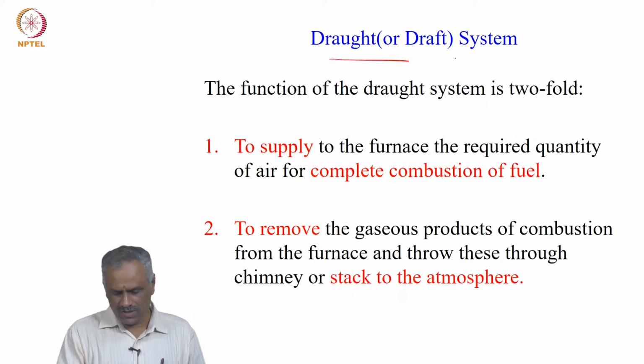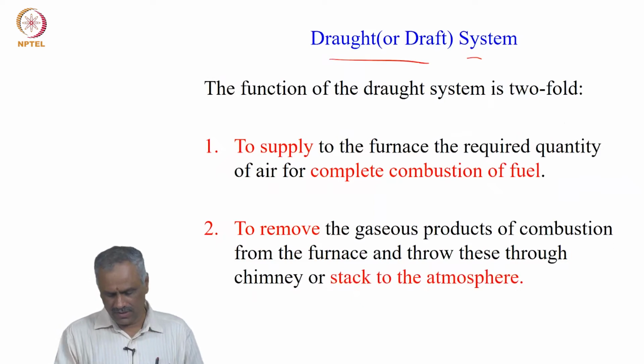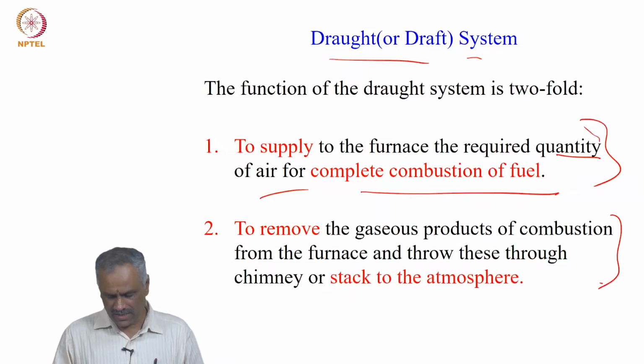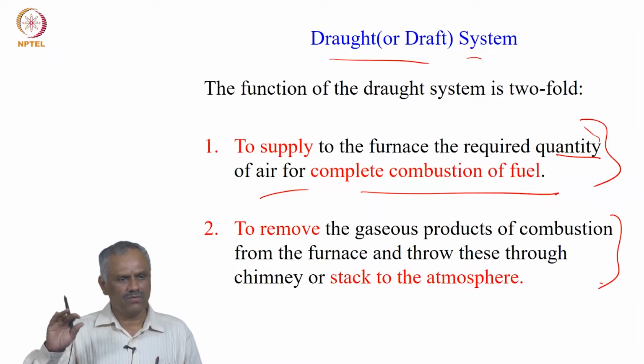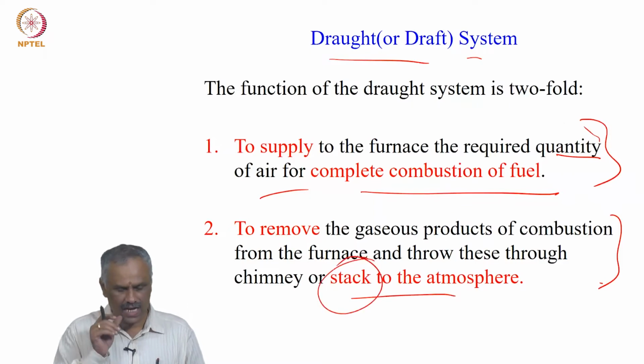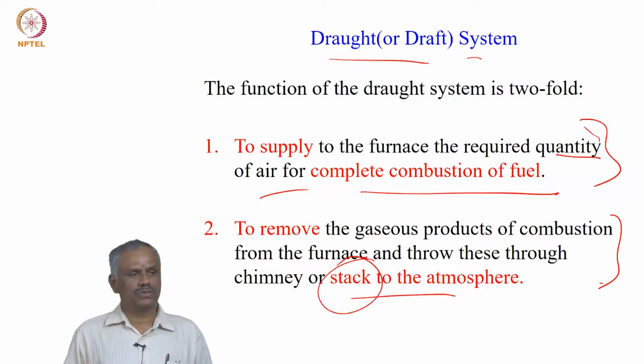The main objective of the draft is to supply the furnace the required quantities of air for complete combustion of fuel. But that is one part, the forced draft. The induced draft is to remove the gases which are already generated and send them into the atmosphere in a safer way, because the stack is an elevated portion. I will explain the importance of the stack or chimney, and why we should send this into the atmosphere. The design of the chimney is also very important.